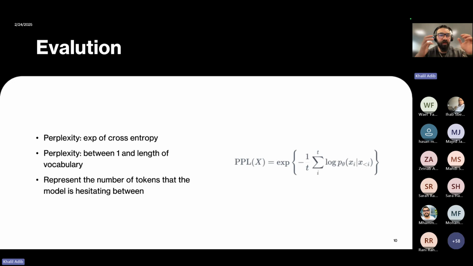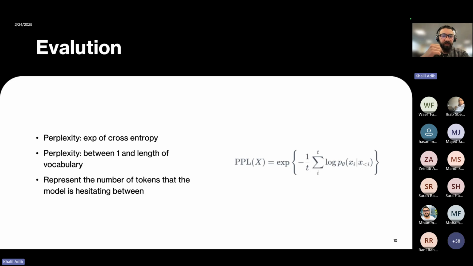In other words, if you want to understand how it works, Perplexity gives us an estimation of the number of tokens that the model is hesitating between. Let's say the Perplexity is 5. It means that every time the LLM is trying to predict, it is hesitating between 5 tokens.